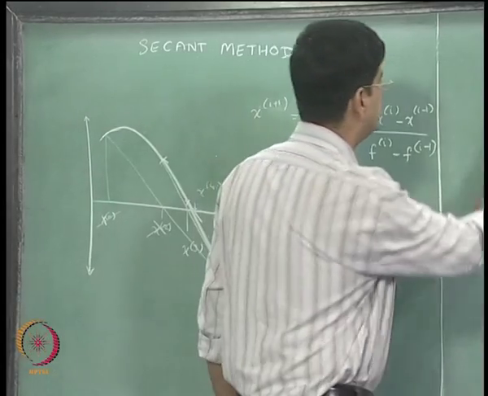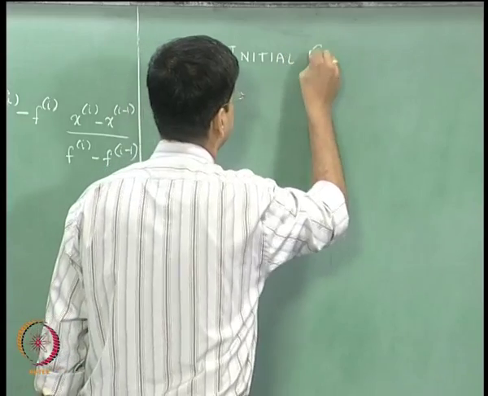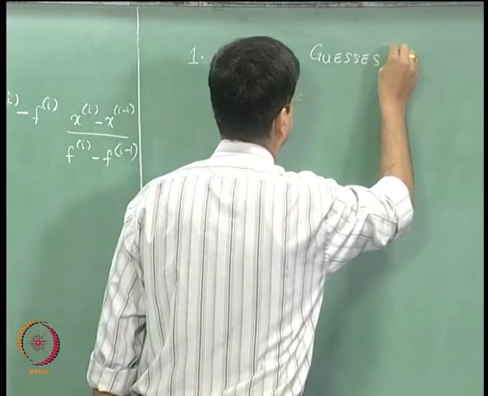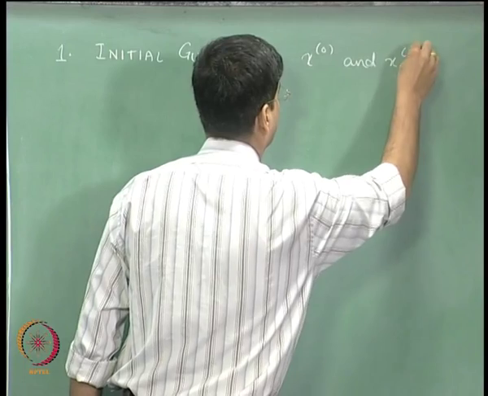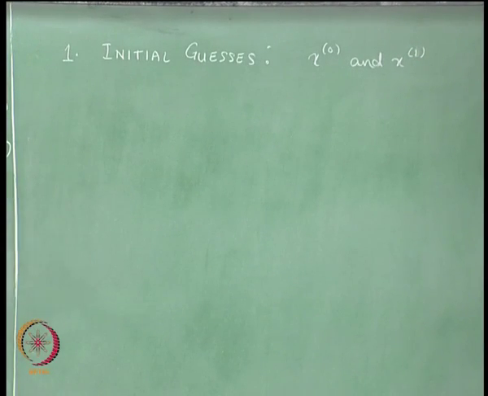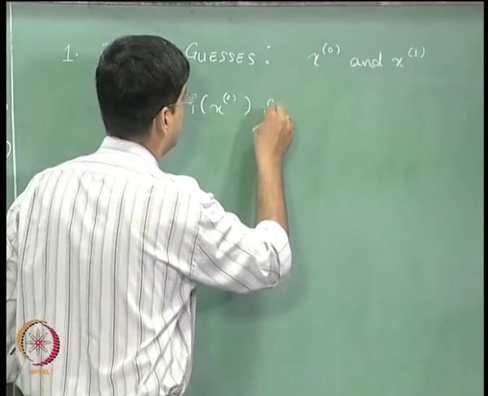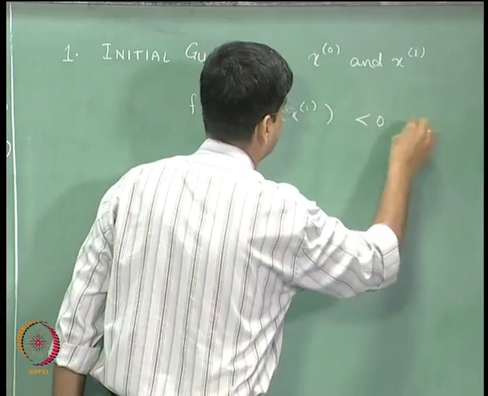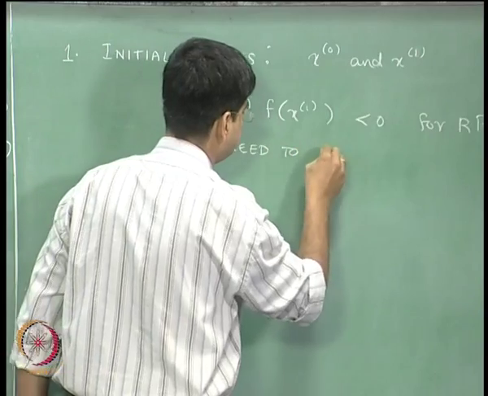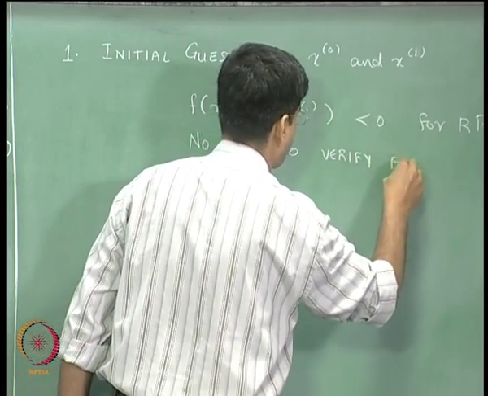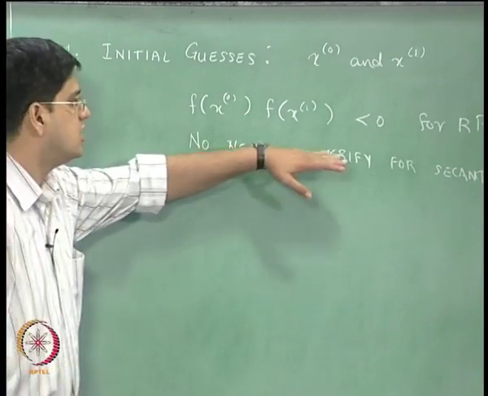So, looking at the algorithm for the secant method, the first step is that initial guesses are to be chosen. In our Regula-Falsi method, what we had to ensure was f of x0 multiplied by f of x1 was less than 0. For the secant method, no need to check this. Okay. So that's the difference between secant and Regula-Falsi.